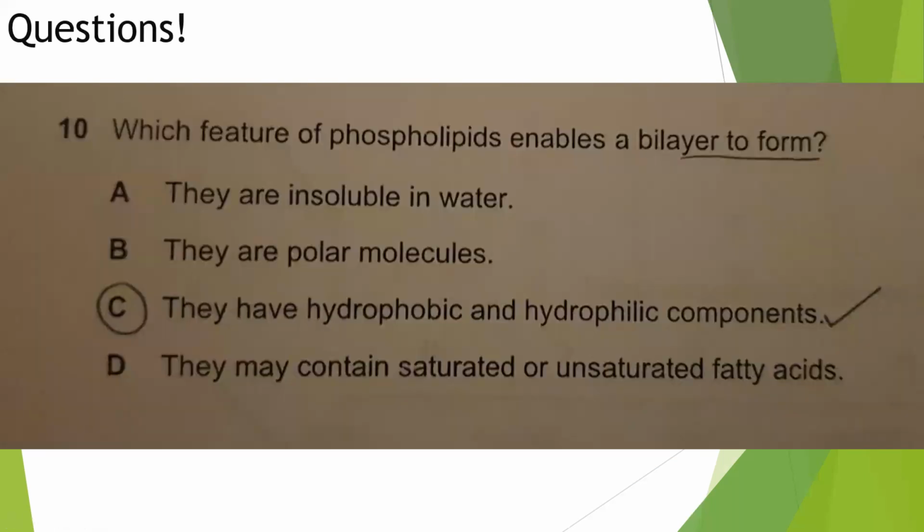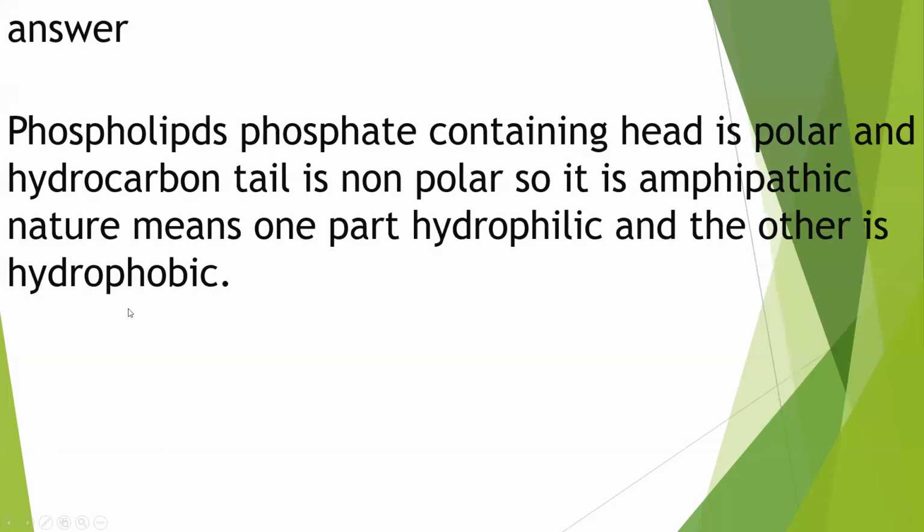So the next question: which feature of phospholipids enables a bilayer to be formed in the cell surface membrane? They're insoluble in water? Not exactly. They are polar molecules? No, because they have hydrophobic and hydrophilic parts as well. So C makes the most sense. They may contain saturated or unsaturated fatty acid tails, but this is not really a feature that enables them to form a bilayer; it is a feature you need to take into account for the fluidity of the membrane. So D is out, B is out, and A is out. The final answer is C.